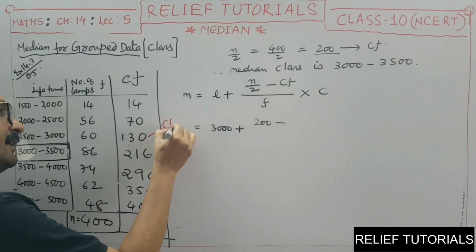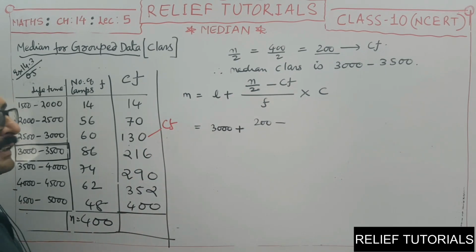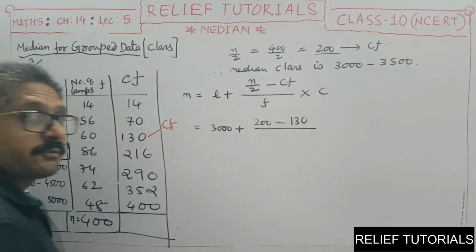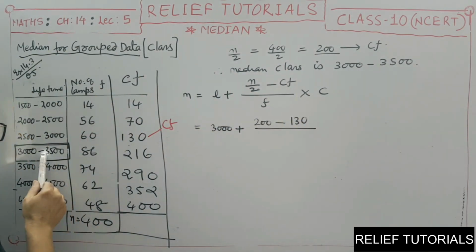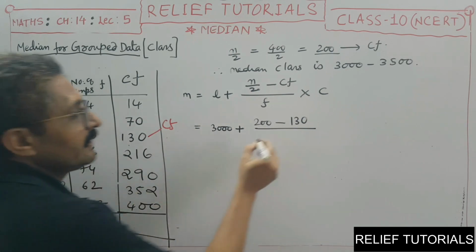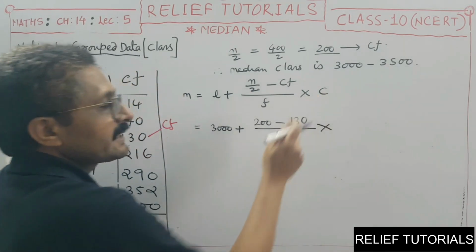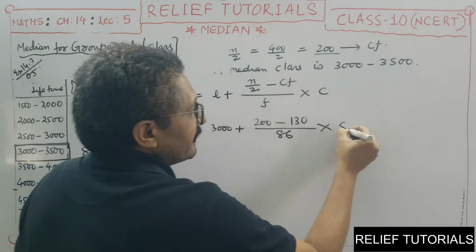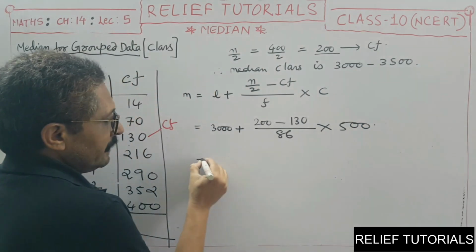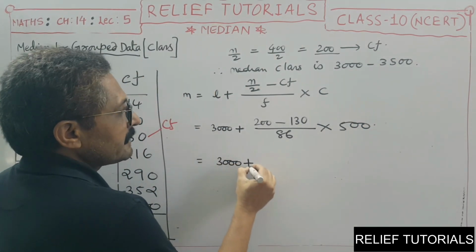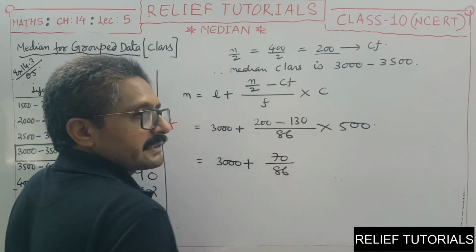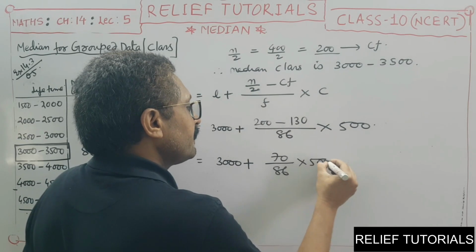So this is our cumulative frequency. How much is it? 130. So minus 130 upon f. f is the frequency of the median class. So the frequency of the median class is 86. So you write 86 into c. c is the class length. Class length 2000 minus 1500, 500. So here it is 500. So now 3000 plus 200 minus 130. You will get 70 upon 86 into 500.